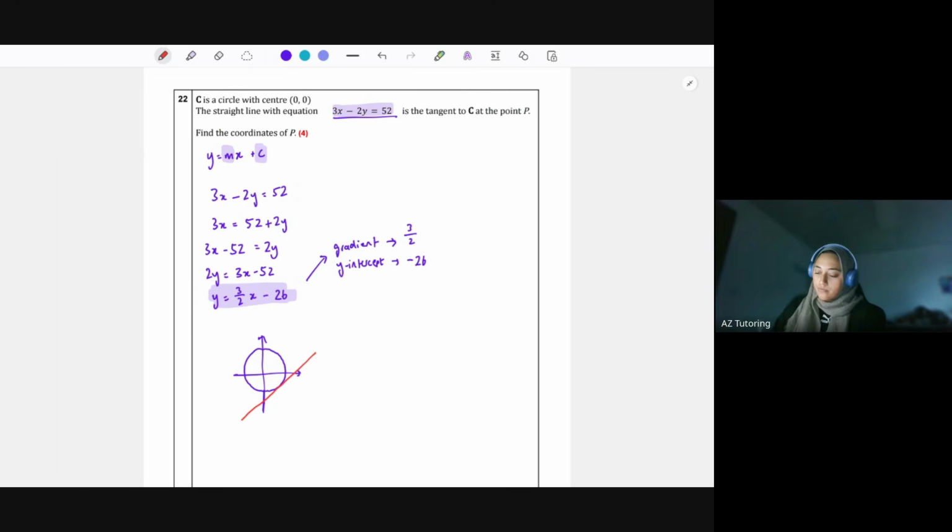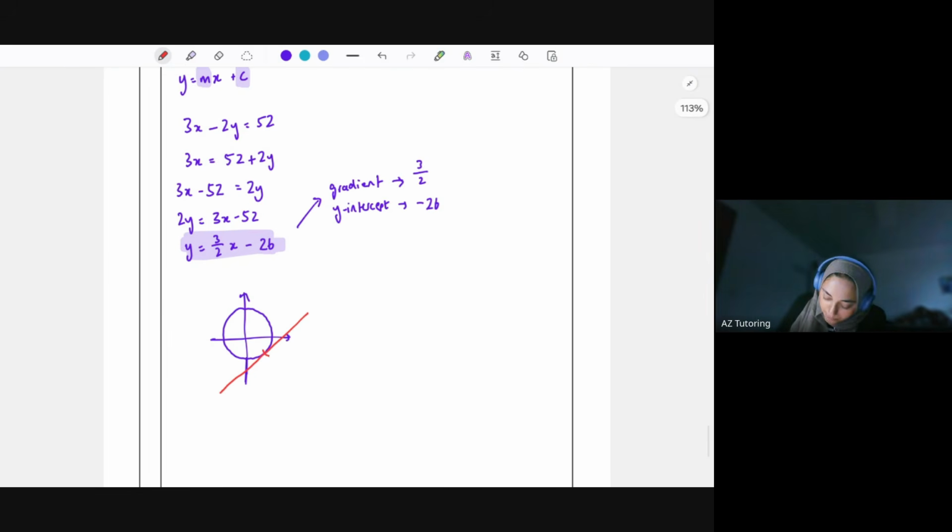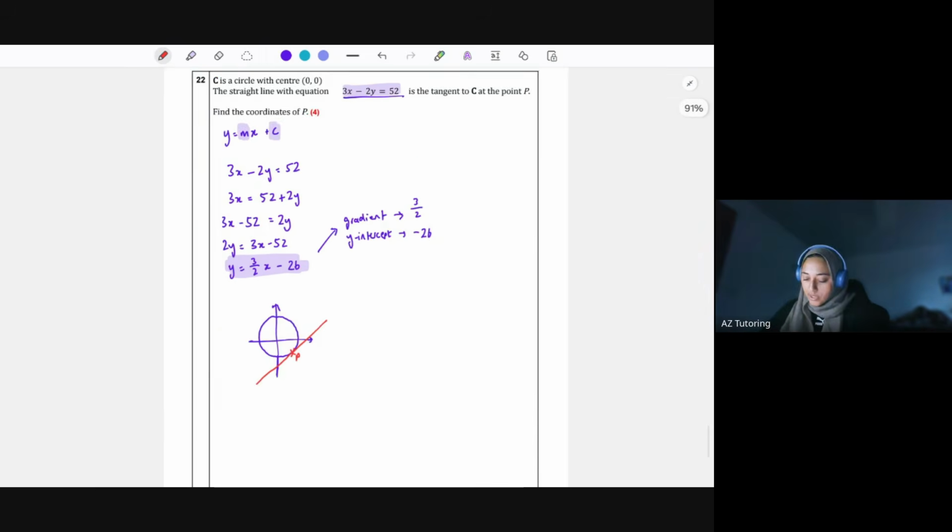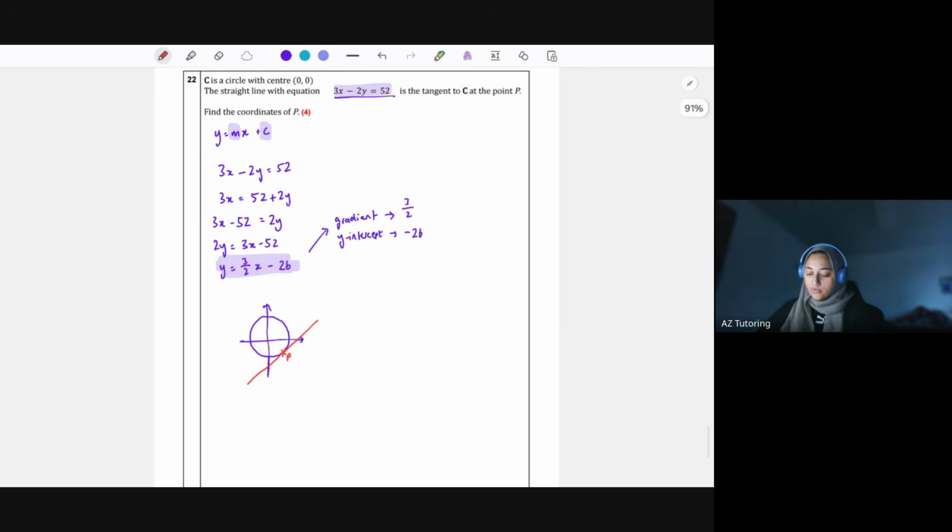And we know that point P is where the tangent touches the circle. So over here, that's point P that we need to try and find. Now we know the equation of this red line. We've got it here, y equals 3/2 x minus 26.